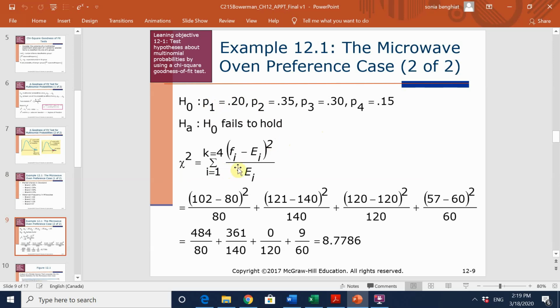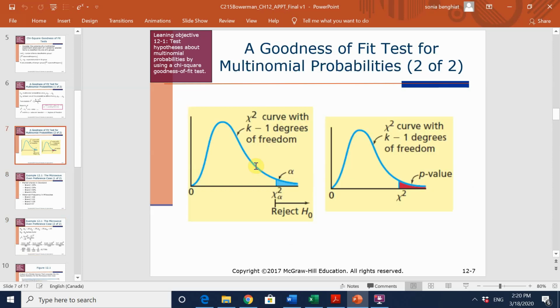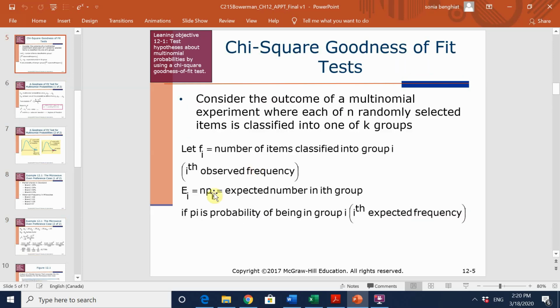The test statistic chi-square follows the formula right here. Notice here that we are adding across 4 different categories. So i ranges between 1 and 4 because I've got 4 different categories right here. And so this is what it would look like if I actually plug in the numbers. The 102 minus 80. So 80 here is coming from the formula for Ei. So let's go look at that formula once again. Here we are. Formula for Ei is this right here.